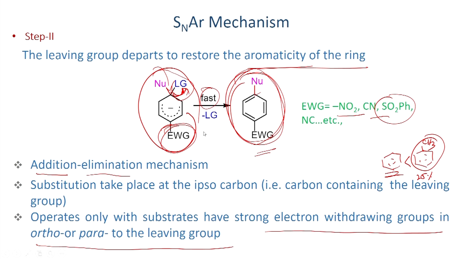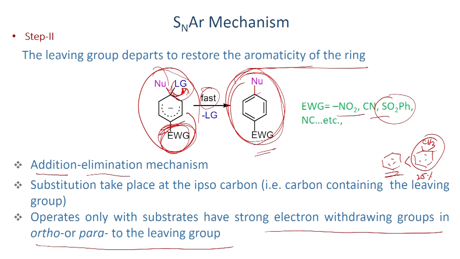Also, if you try to remember the case of aromatic electrophilic substitution reaction, if you have the donating group, the reaction is facilitated at the ortho and para positions. Similarly, here also we have the electron withdrawing group, and the nucleophile usually attacks the ortho or para position. This can be easily understood if you try to draw the resonance structures.